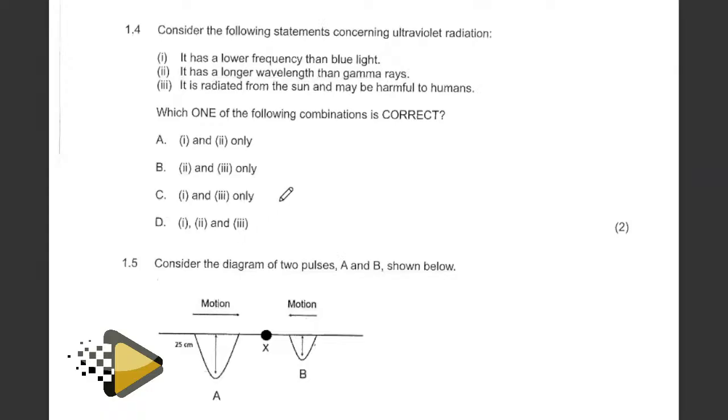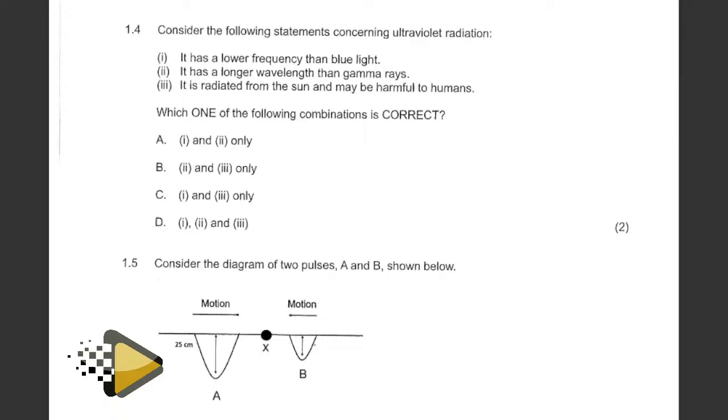1.4: consider the following statements concerning ultraviolet radiation. It has a lower frequency than blue light. It has a longer wavelength than the gamma rays. It is radiated from the sun and may be harmful to humans.